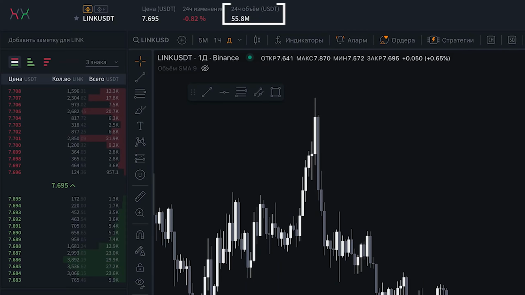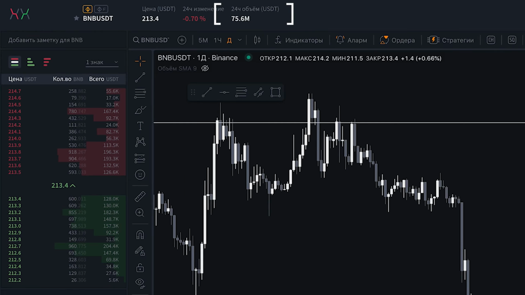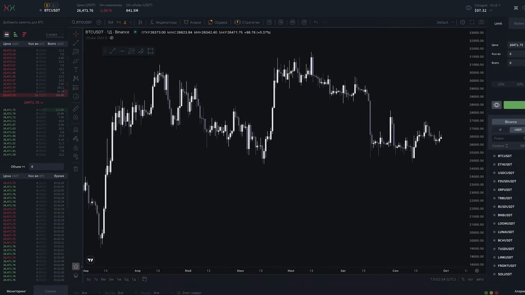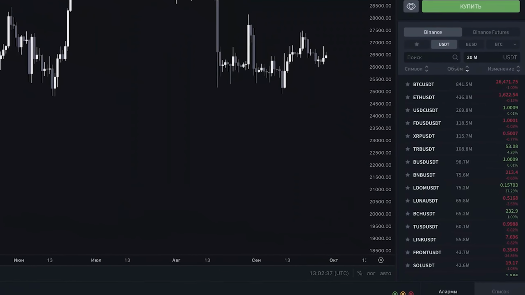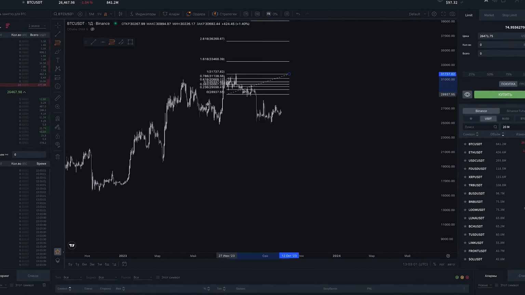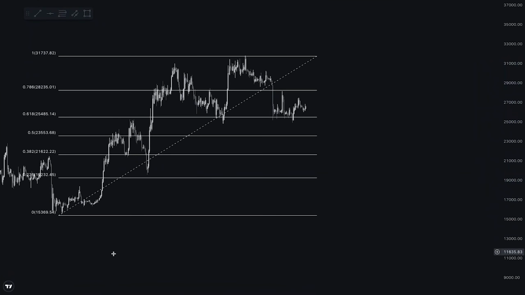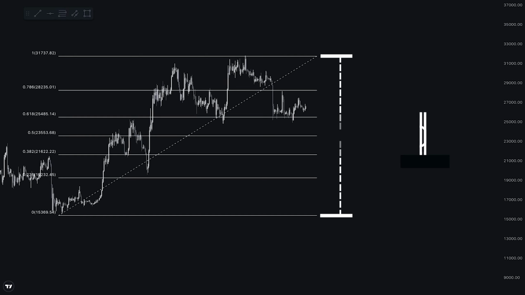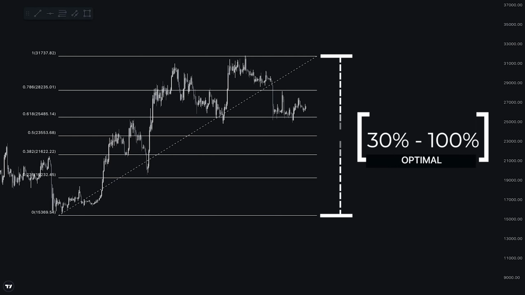The minimum daily trading volume should be $50–70 million, with $100 million or more being optimal. These values can change, so we recommend using volume sorting in the coin list and working with coins at the top of the list. The minimum delta for a classic AfterShock setup is considered to be 30%. Some use a lower delta, but this is highly discouraged. The optimal delta is between 30% and 70–100% growth.